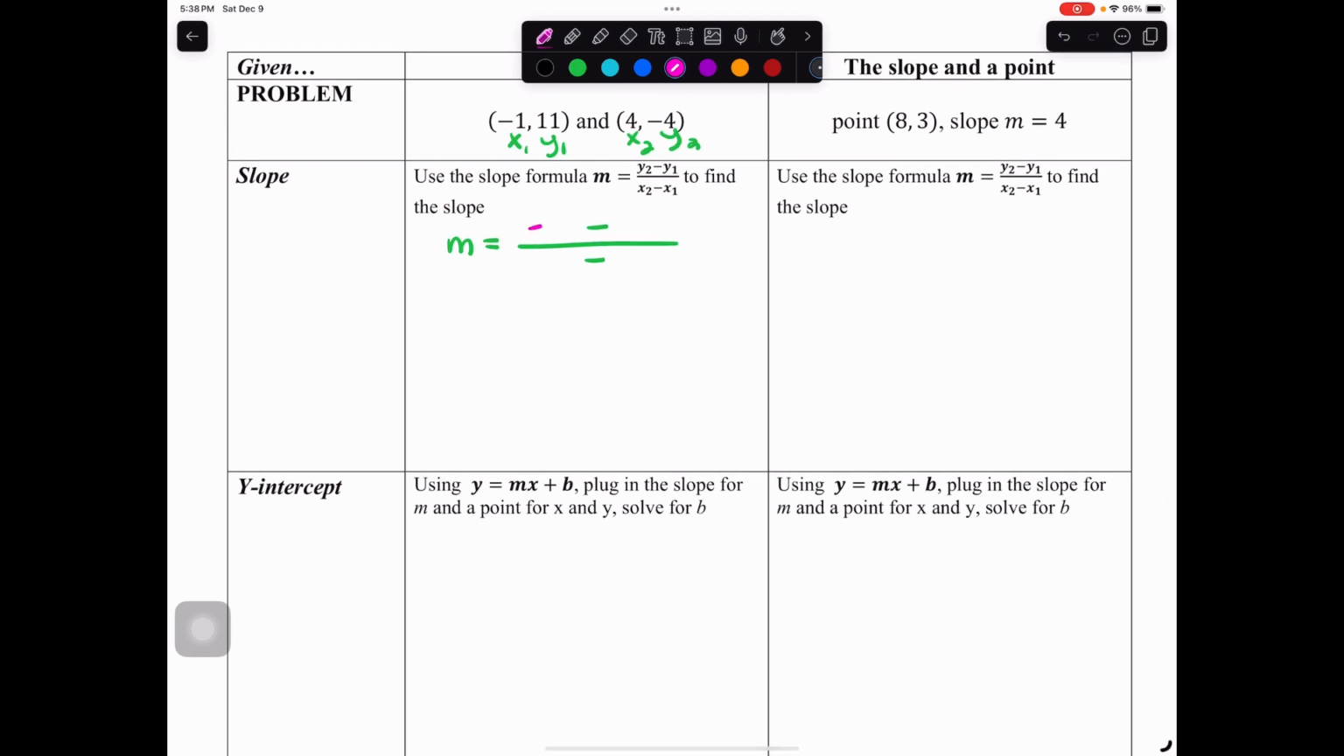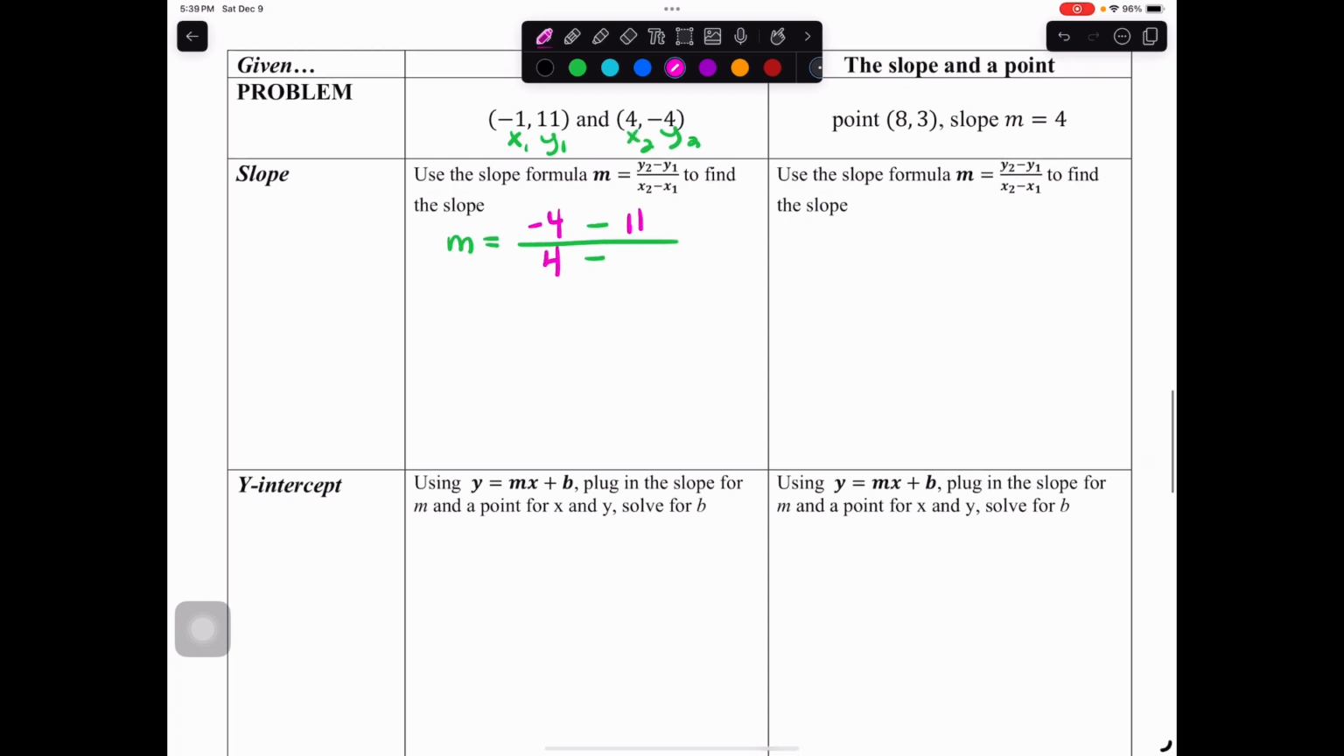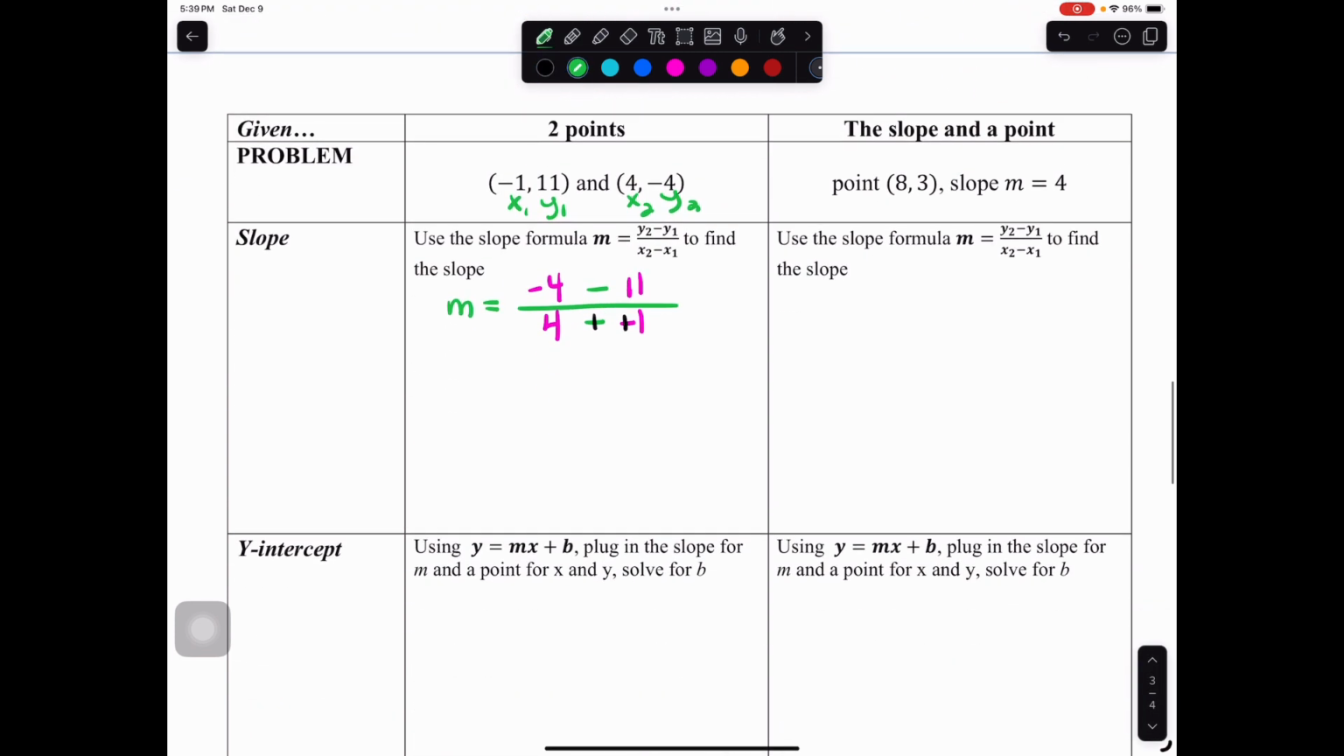So y2 is -4, y1 is 11, x2 is 4, and x1 is -1. So we have our little double negative situation here. So we're going to change those to plus signs. And now I see -4 take away 11 would be -15. 4 plus 1 would be 5, which means -15 divided by 5 is -3. My slope is -3.